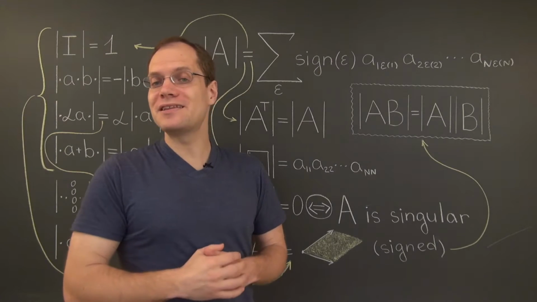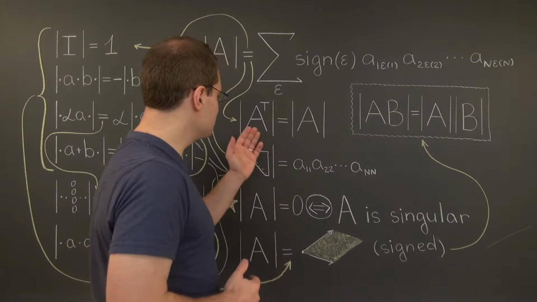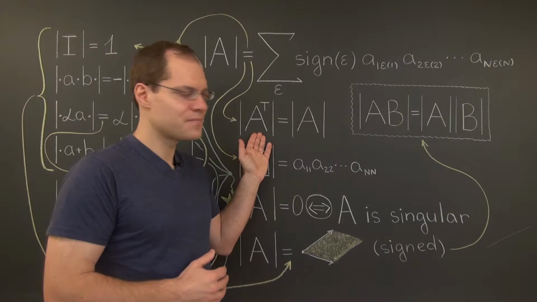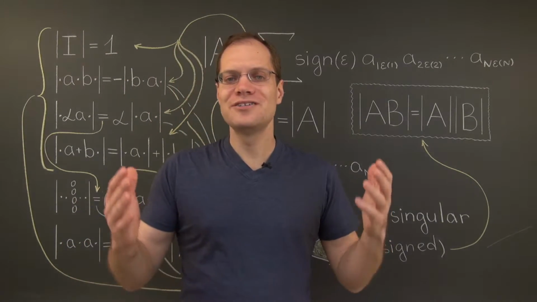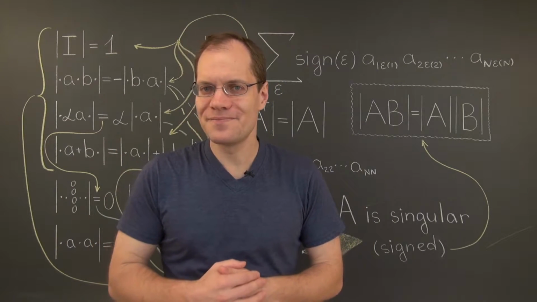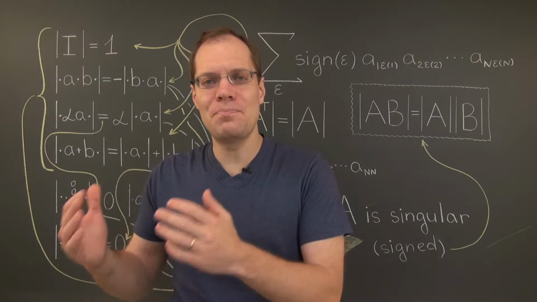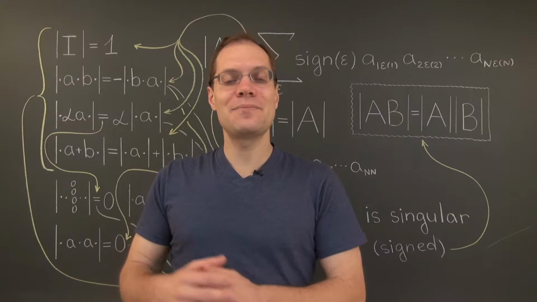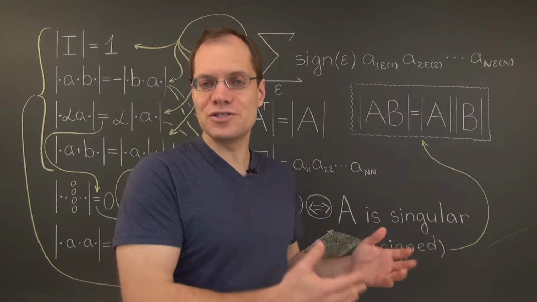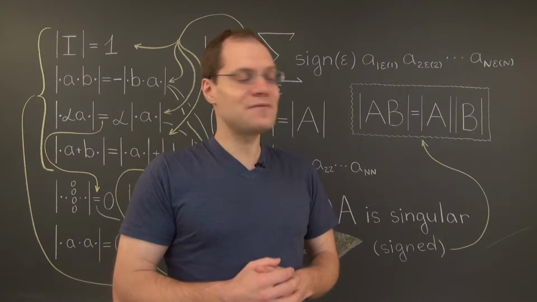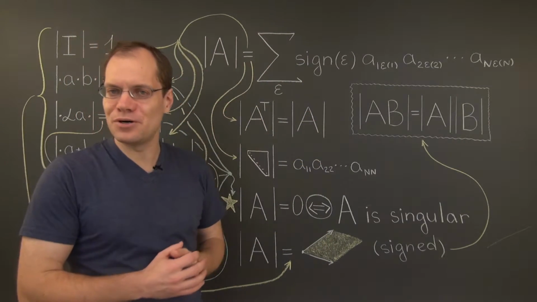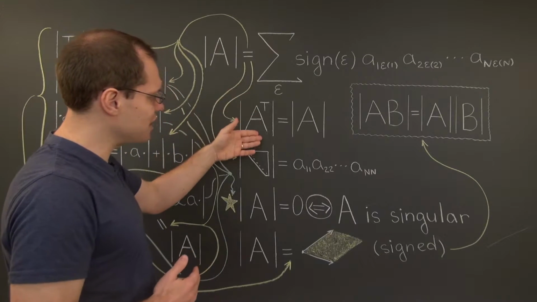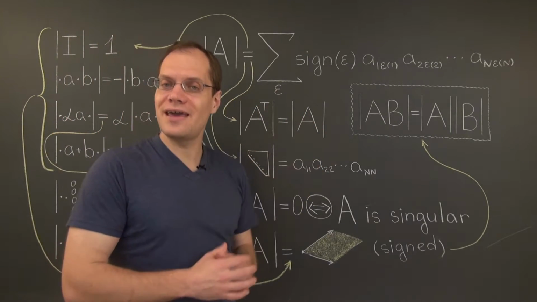The first property that we will show is that the determinant of A transpose equals the determinant of A. And this will prove to be a very important property. It will enable us to go back and forth between talking about the columns and the rows of the matrix. Because after all, the columns of A are the rows of A transpose. And the columns of A transpose are the rows of A.